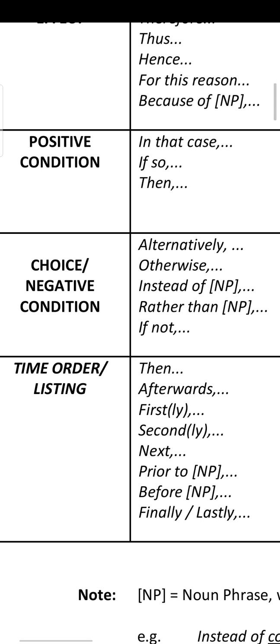Prior to is followed by a noun phrase. Before, followed by a noun phrase. Finally or lastly. It's not only used for telling procedures, but can also tell about some degree of importance when you explain something. And it can also be used in a persuasive essay, or when you want to show your opinion in an academic paper. You can use this one.